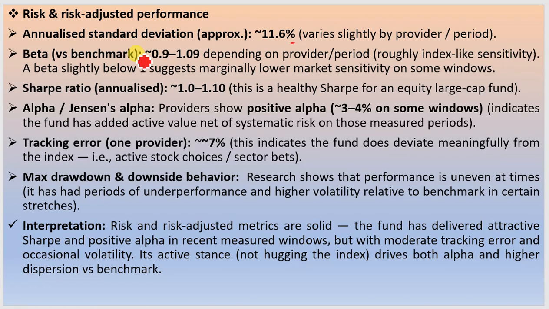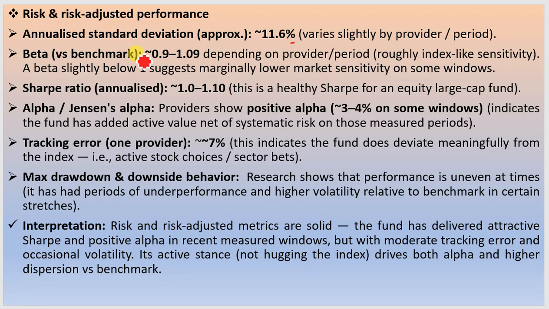Sharpe ratio 1 to 1.1. This is a healthy Sharpe for an equity large cap fund. Alpha or Jensen's alpha is provided, so positive alpha of 3 to 4% in some windows indicates the fund has added active value net of systematic risk in those periods. Taking one provider, 7%. This indicates the fund does deviate meaningfully from the index, with active stock and sector bets.